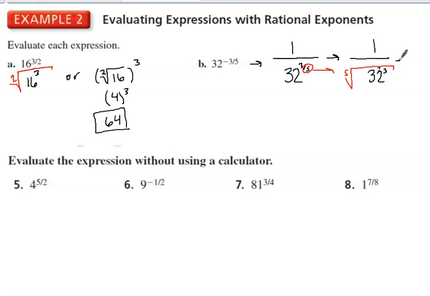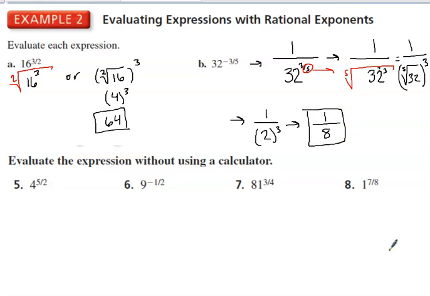So again, I would much rather think of this as the 5th root of 32, and then when we're done, we'll raise it to the 3rd power, because I know what the 5th root of 32 is. The 5th root of 32 is just 2, and then I want to raise that to the power of 3. 2 to the power of 3 is 8, so all of this simplifies to 1 over 8. Go ahead and take a minute, pause the video, and try 5 through 8 on your own.